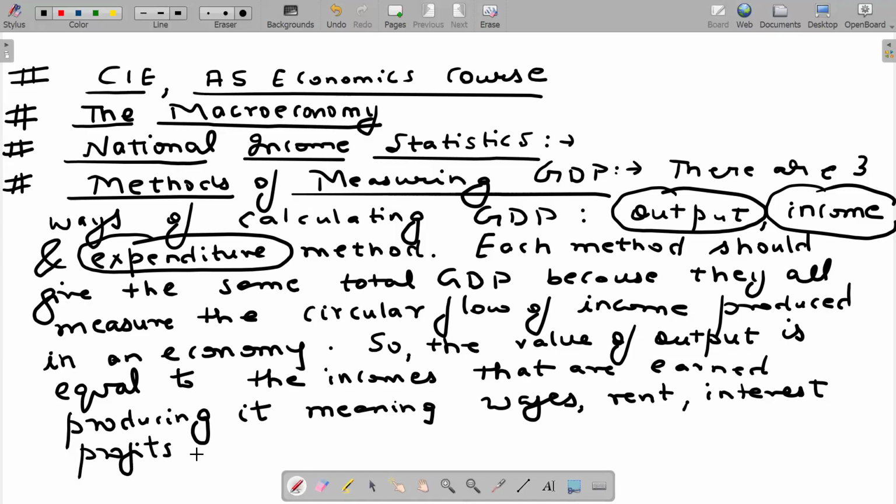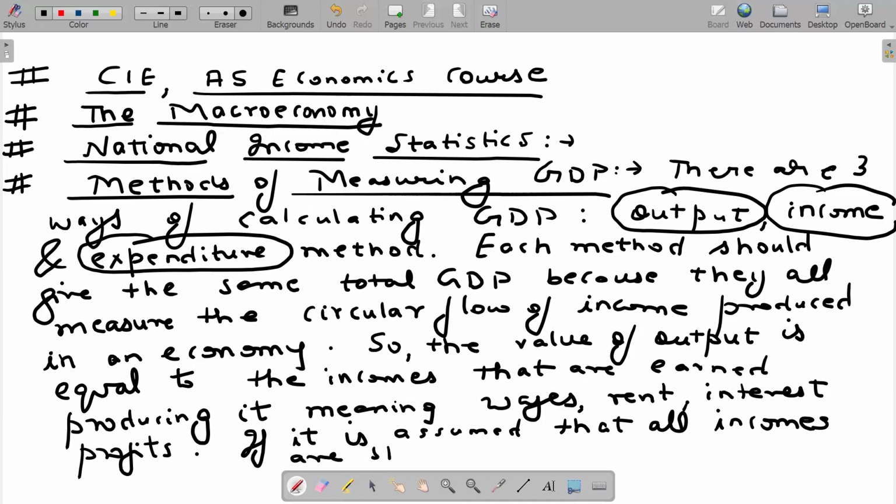Okay, and then I can say that if it is assumed that all incomes are spent, you are not saving anything. That is the assumption. That means whatever you are earning, you are spending every penny of it. So if it is assumed that all the incomes are spent, expenditure by definition will be equal to income.